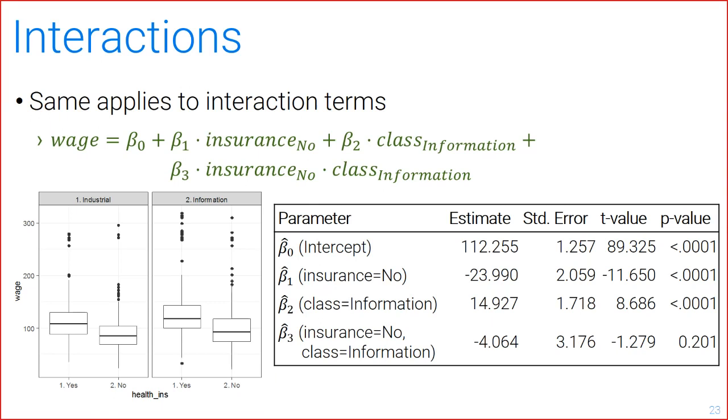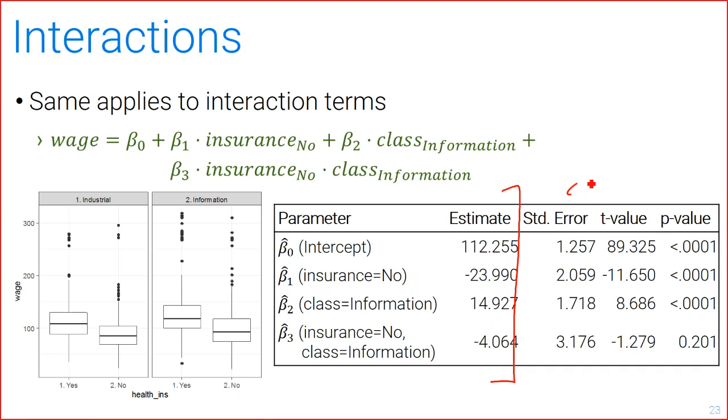And of course, the same thing applies to interaction terms. In this case, we had a function for the wage in terms of health insurance and the class of job, industrial or IT. And what we saw is that we could model the interaction. So there is a main effect of insurance, the effect of the information or industrial class, and then the interaction.